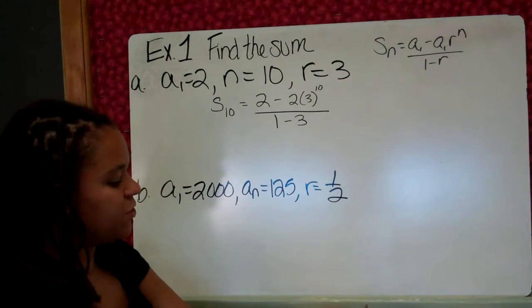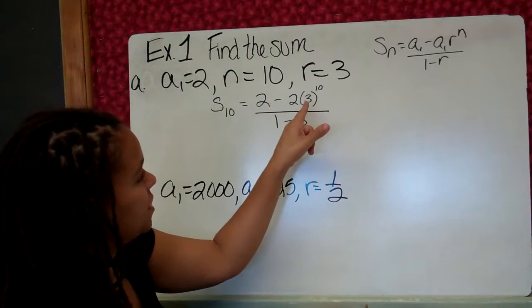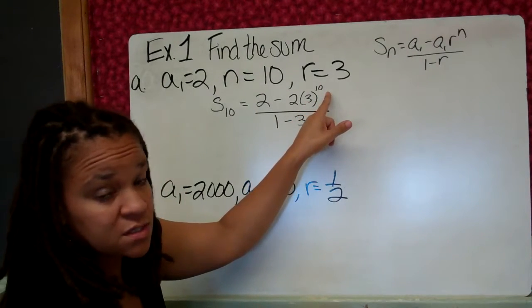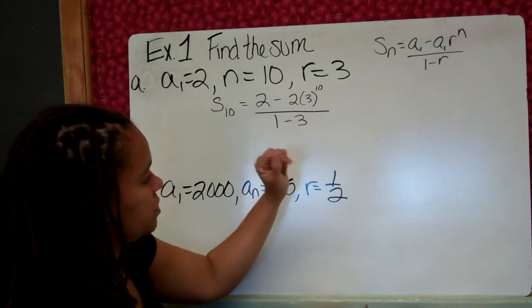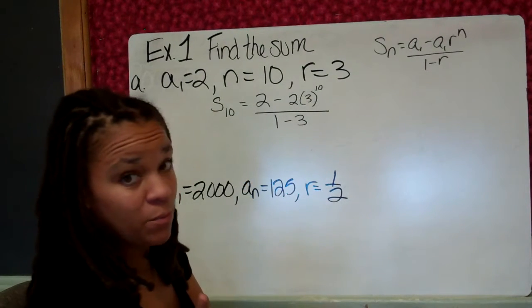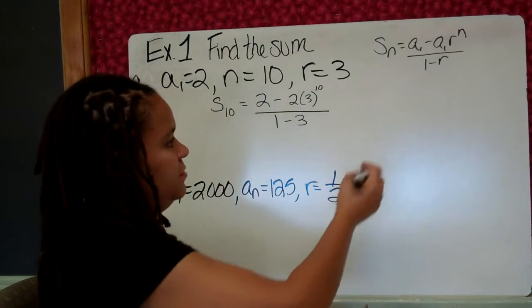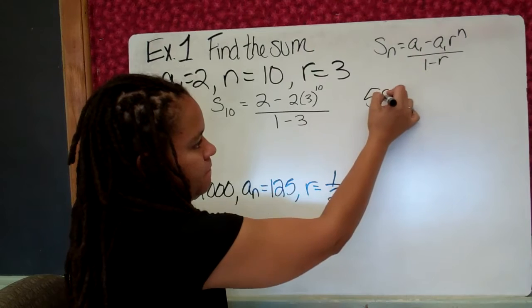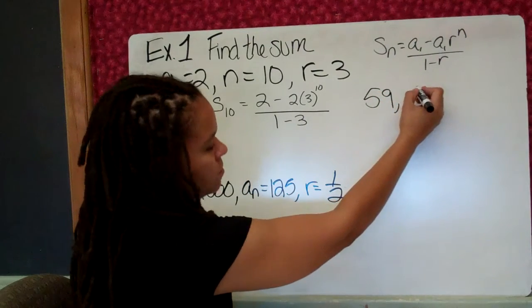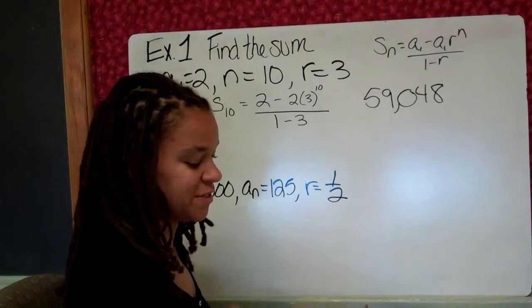If you plug all of that in, do your order of operations, use your calculator, make sure you take 3 to the power of 10 first before you multiply by 2. Then 2, subtract that, divided by negative 2. Take a moment now and do it, and see what you end up with. Did you get that? Hopefully so.